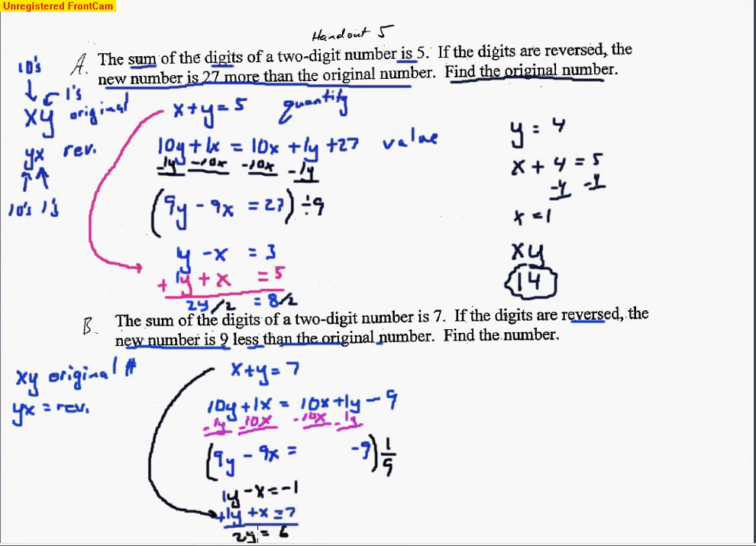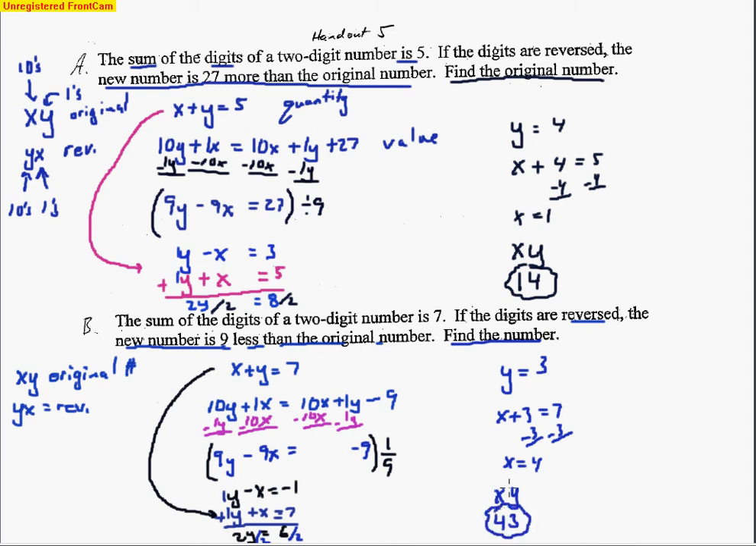And so when I divide by the 2 over here, I get a y value equaling 3. Well, just plug it into the quantity equation. So x plus 3 equals 7. Subtract the 3, and we've got our value of x. X is 4. So what do they want? Find the number. Well, they mean the original number. So let's go ahead and write that. So it's xy, so it's going to be 43. 43 is the original number.